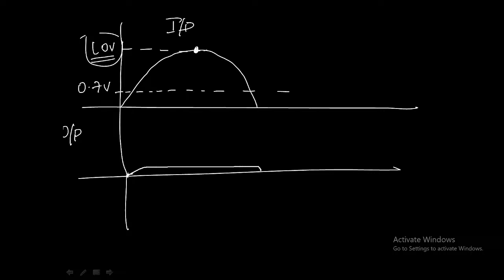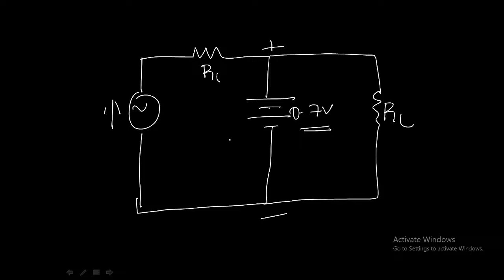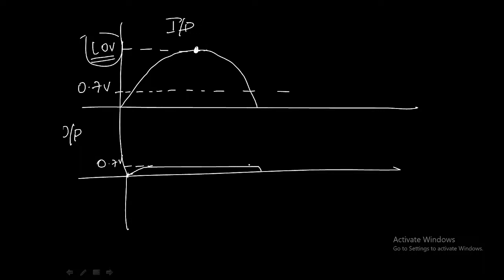However much the input is given, after the 0.7 volts, it will remain at 0.7 volts only, because the diode is approximated as a voltage source, and it is parallel to the RL. So here we are going to check the output voltage. Here the output voltage will be equal to 0.7 volts only.